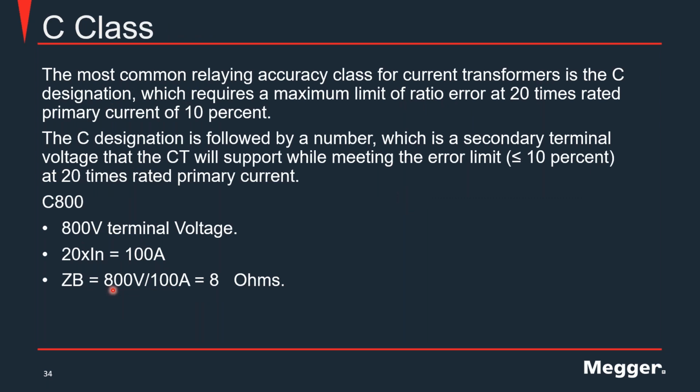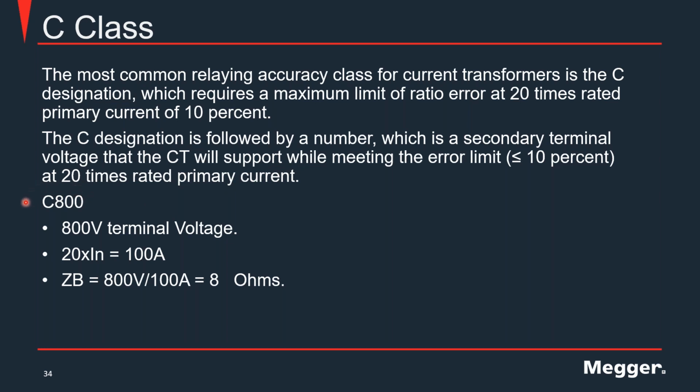Now, after we talk about burden, let's talk about accuracy class on CTs. I just want to mention the most common accuracy class out there. We could be talking about accuracy class for a long time, but I want to talk about the most common relaying accuracy class, which is the C designation. Now, this one requires a maximum limit of ratio error at 20 times rated primary current of 10%. And the C designation is followed by a number, which is a secondary terminal voltage that the CT will support while meeting the error limit.